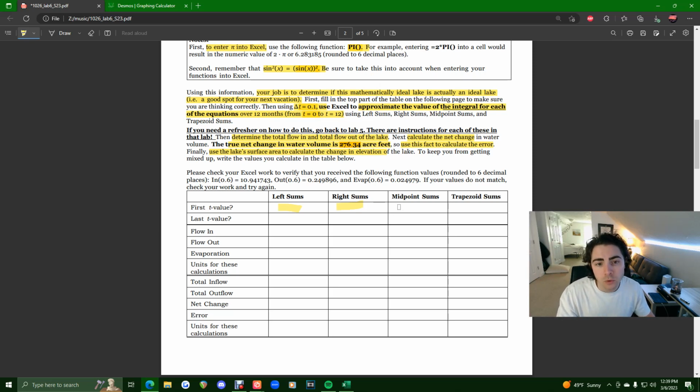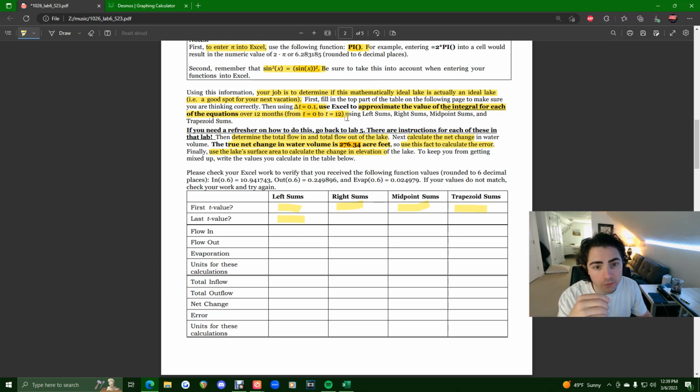Midpoint sum, we'll get to it eventually, but the first t-value will not be 0 and it will not be 0.1 because the first rectangle does span from 0 to 0.1. And so the t value you'd use is right in the middle of those. So not 0, not 0.1, but 0.05 will be the first t-value for the midpoint. Trapezoidal, you'll just start at 0. Last t-value would be, so for the left sum, you would not use the rightmost value, right?